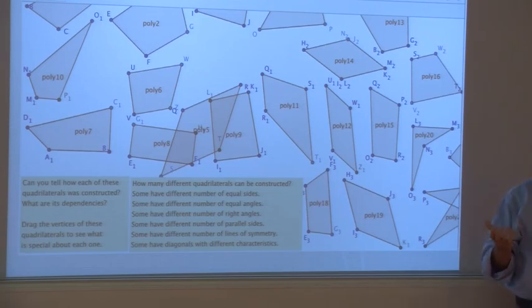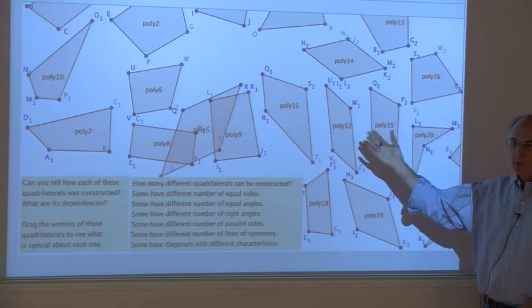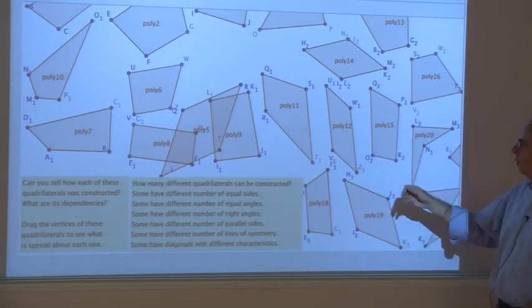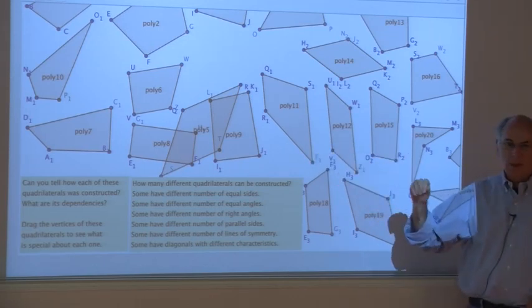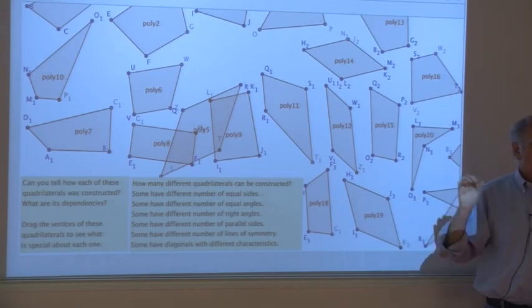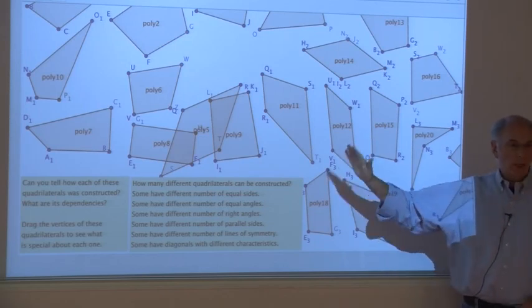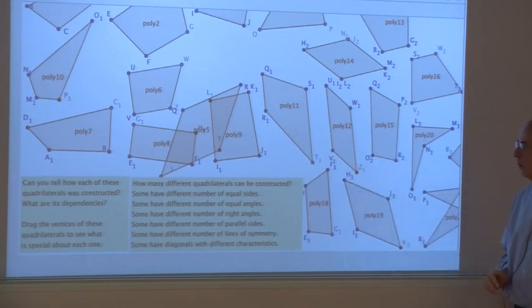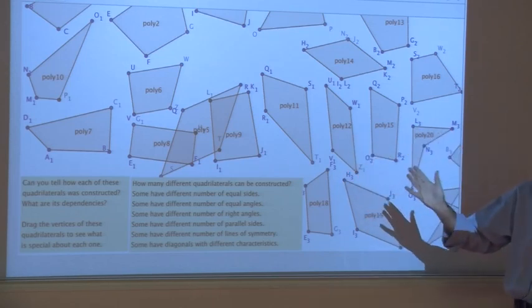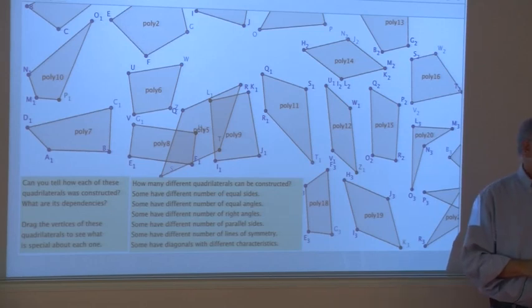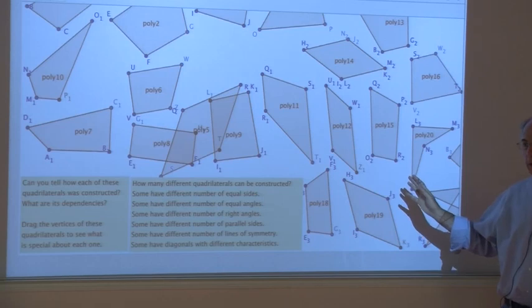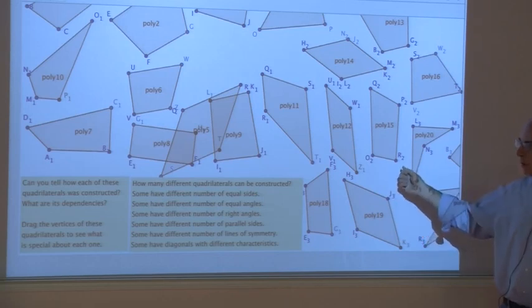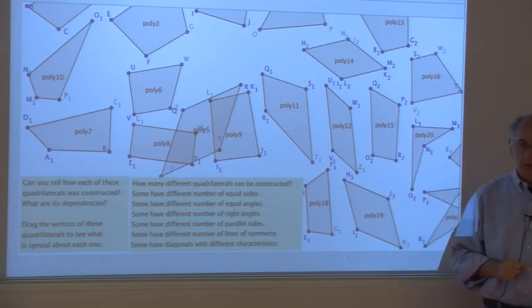The important thing is not that this is called a rhombus, if it is, or this is called a kite, if that's what it is. The important thing is, what are the dependencies of one side on another side, or one angle on another angle? There are a lot of different sets of constraints that are possible, and we can explore them very nicely in dynamic geometry.